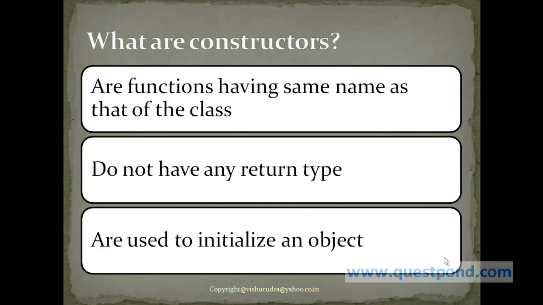Remember, when we studied functions, we told you functions always have a return type. Example, int in case it returns an integer, and so on. If the function does not return anything, we write void. But in the case of constructors, there is no return type. That indicates there will be no void also present, since void is also a return type.